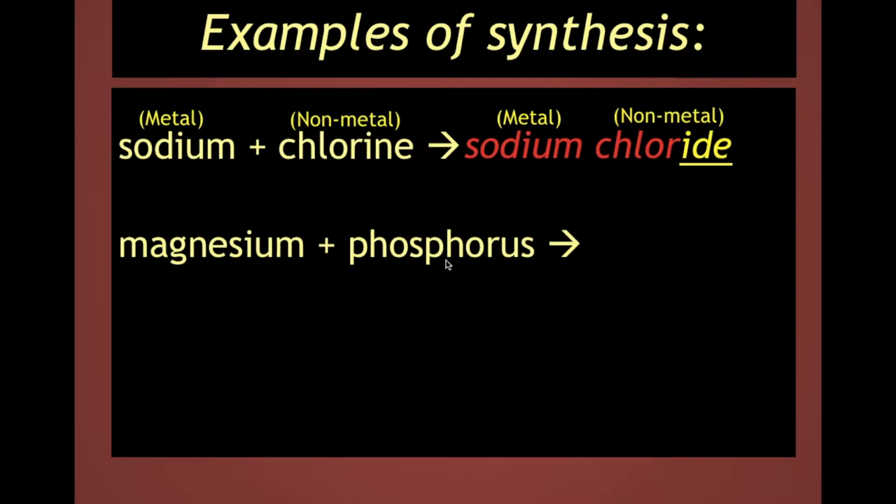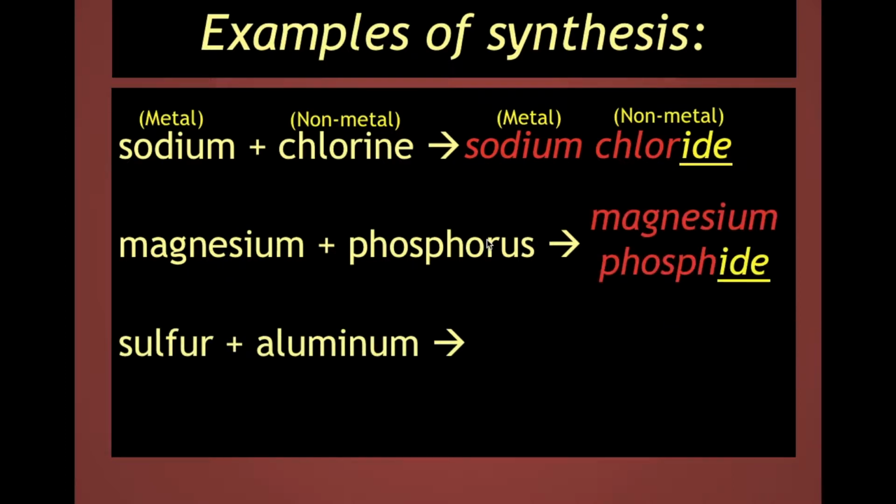So here's another synthesis reaction, and it's going to create a compound over here. So you have magnesium, which is the metal, and phosphorus, which is the non-metal, and then they combine to make magnesium phosphide. Just don't forget to change that ending. Next example, you will have sulfur combining with aluminum. You do have a metal here, the aluminum, and a non-metal, the sulfur. So it's going to be another ionic compound, and you will have aluminum sulfide. Just don't forget to change that ending.